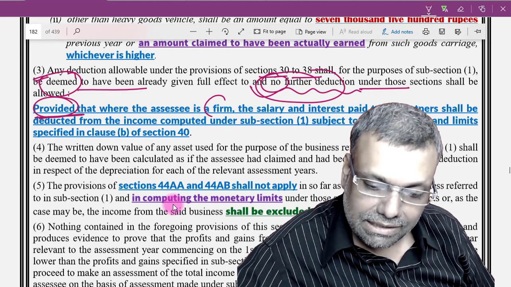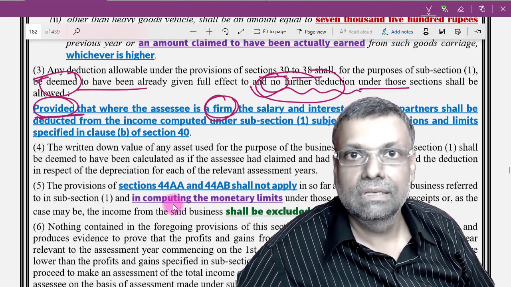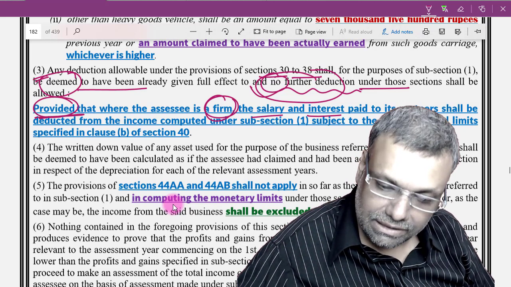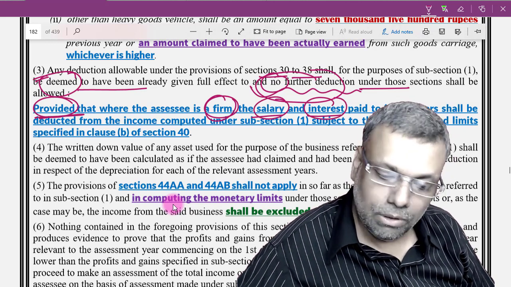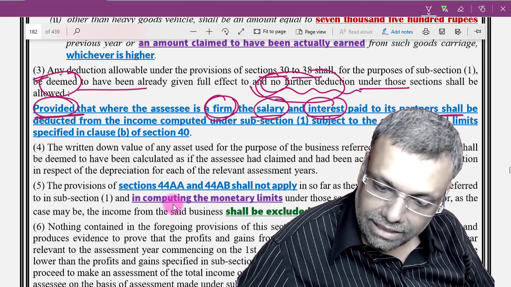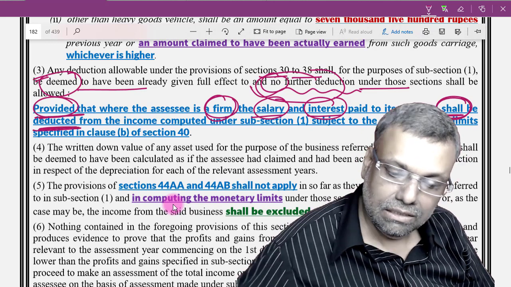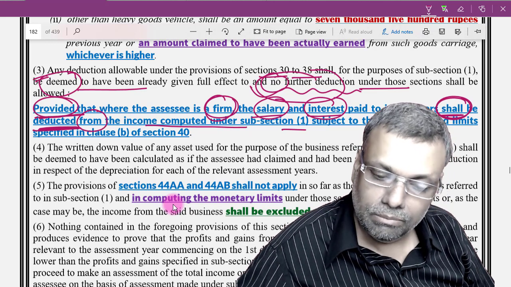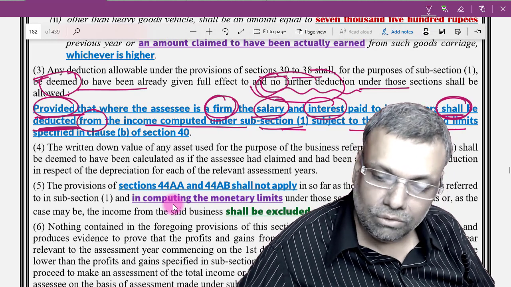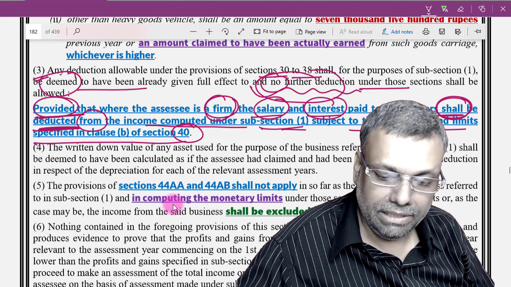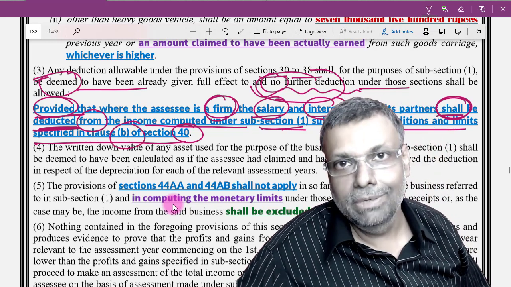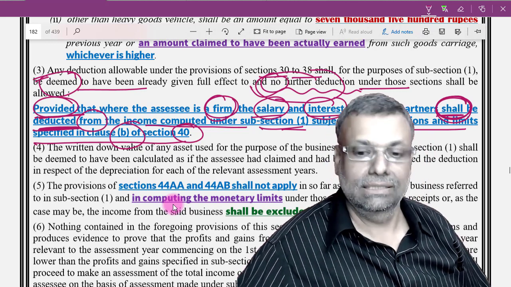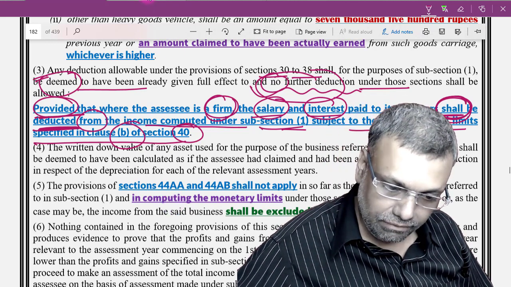The provision says that if the assessee is a firm, salary and interest paid to the partner shall be deducted from the income computed under subclause 1, subject to the conditions and limits of section 40B. So of course it has to be within the limits of 40B, but it shall be allowed as a deduction. So this is one of the points.